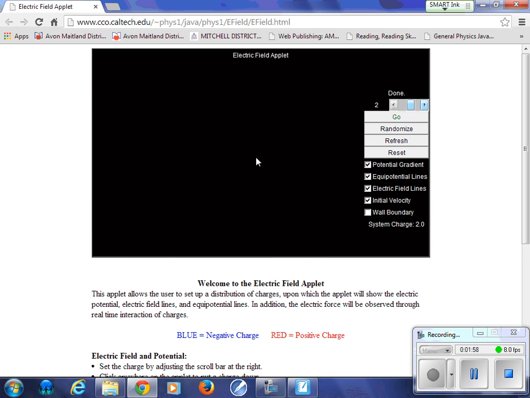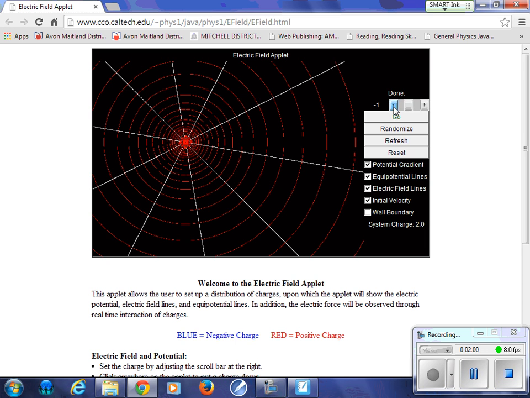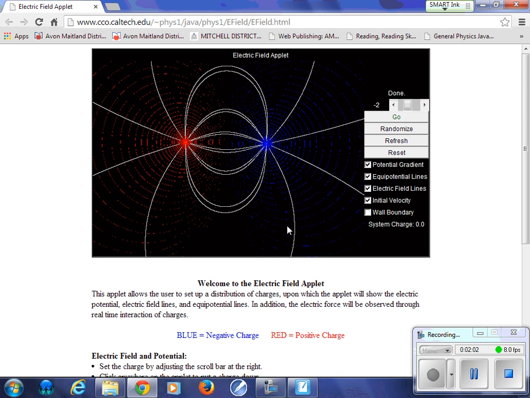So let's do a +2 charge and a -2 charge, equal charges. Now you can see how that looping works, and you can see the equipotential lines get a little bit funky when we start changing the charge. That's why you're never really responsible for drawing them. It's the field lines I'm more interested in, the solid white lines. You can see how they interact and how they loop.